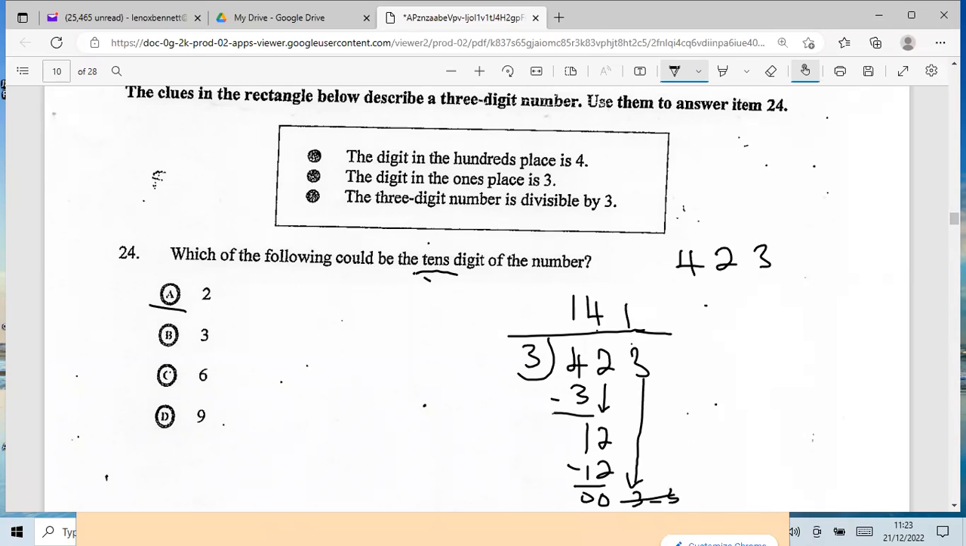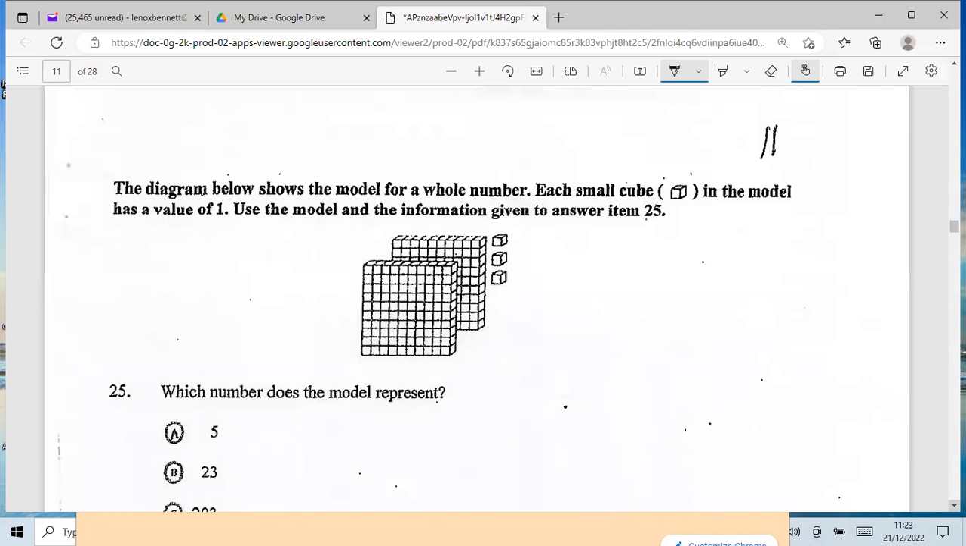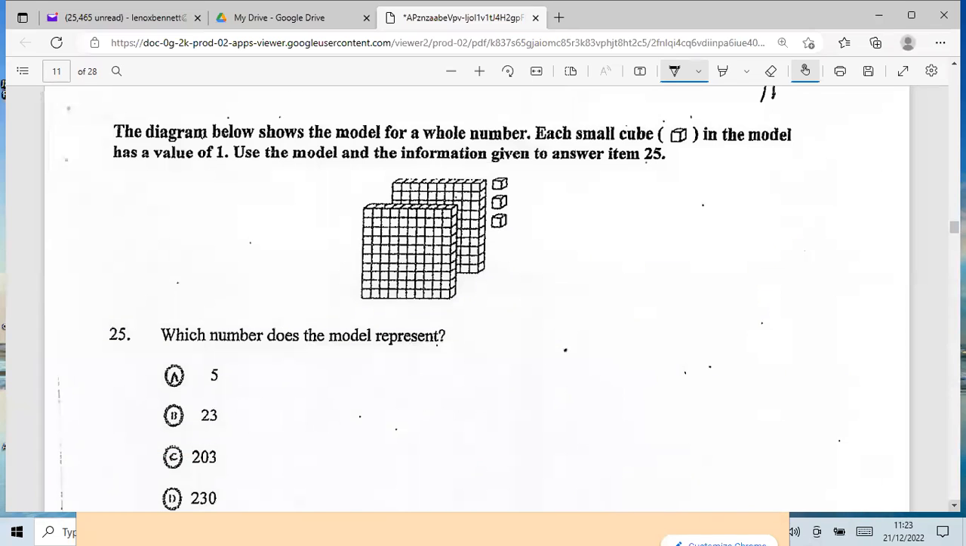All right. Let's move on to 25. The diagram below shows the model of a whole number. Each small cube in the model has a value of 1. Use the model and information given to answer item 25. Which number does the model represent? Which number does it represent?